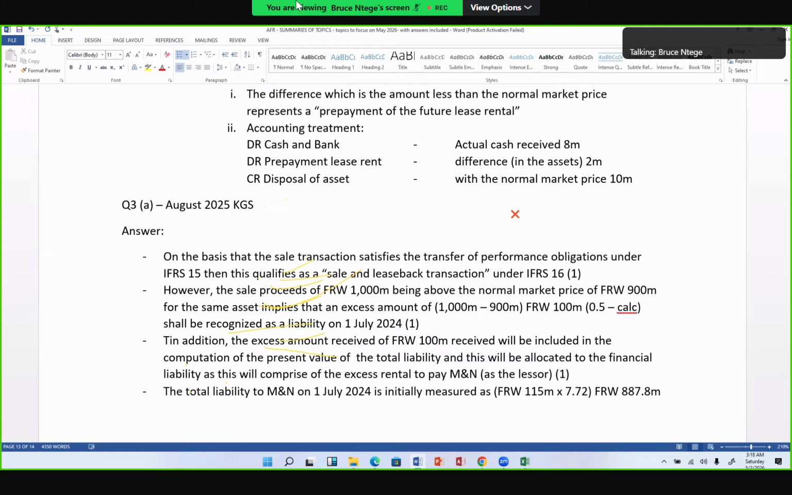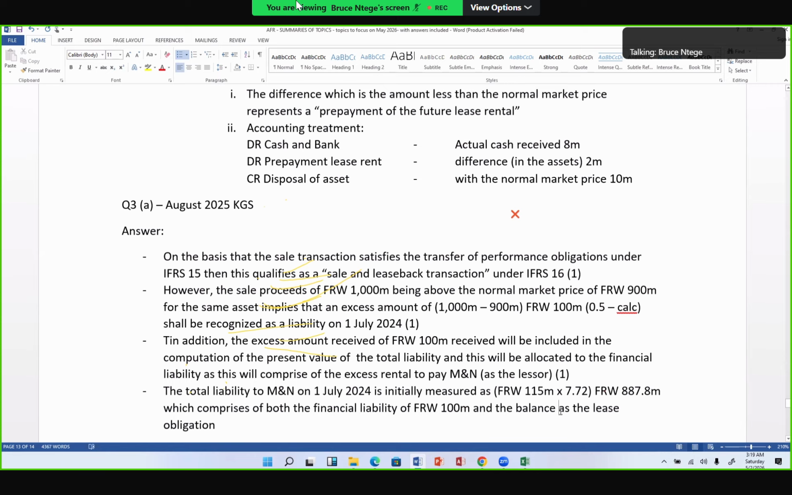This comprises both the lease obligation and the financial liability. I could even start with the financial liability of 100 million, because the financial liability today is that excess 100 million, and the balance is the lease obligation. Please, for that balance, you want to get the calculation mark.